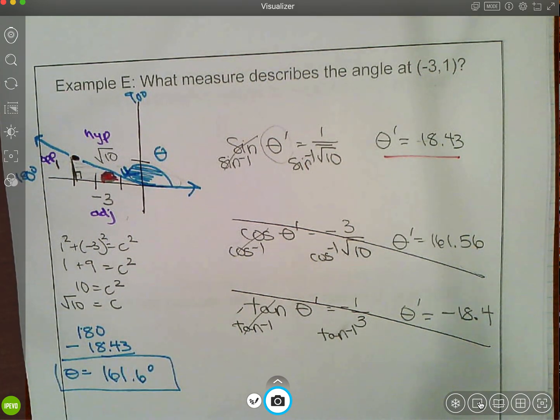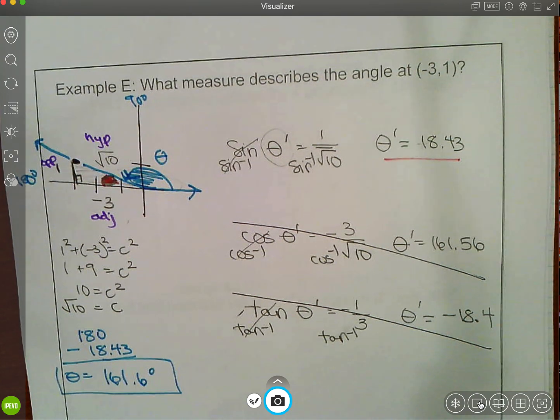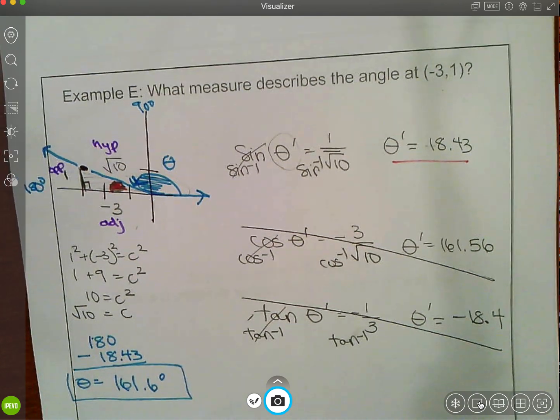Oh, we're so close. My dog's doing okay, so we're going to keep going. This is a big day. You're doing great, and it's worth it. Trig is fun. Once you understand it, it's fun.